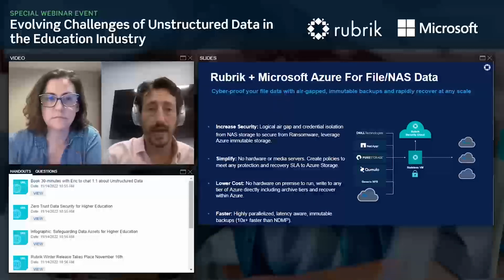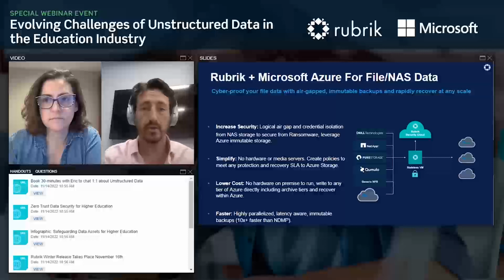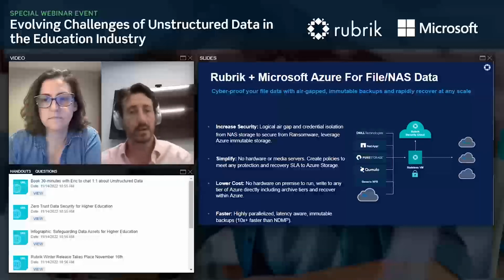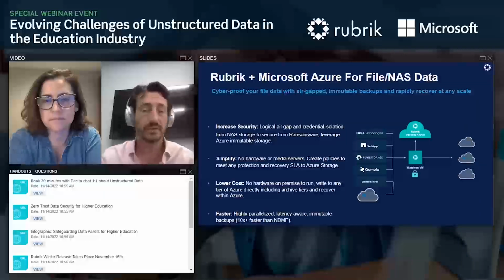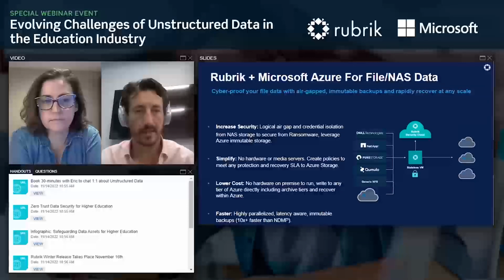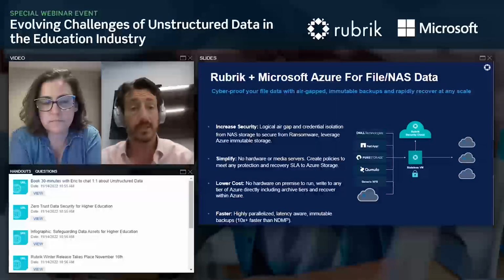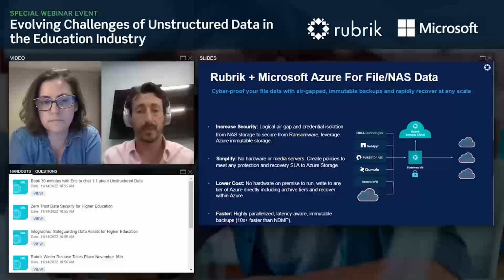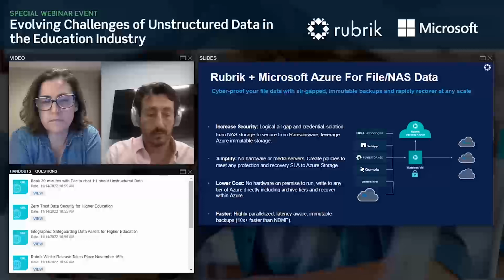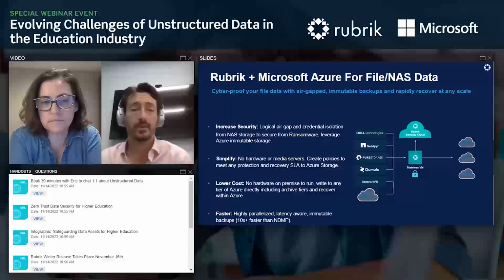So when you look at the migration or the movement or the backup and archive of data, or just general data movement, being able to move as fast as the environment allows is a unique proposition that Rubrik brings to our Microsoft customers to manage and protect large data sets and do so to Azure.